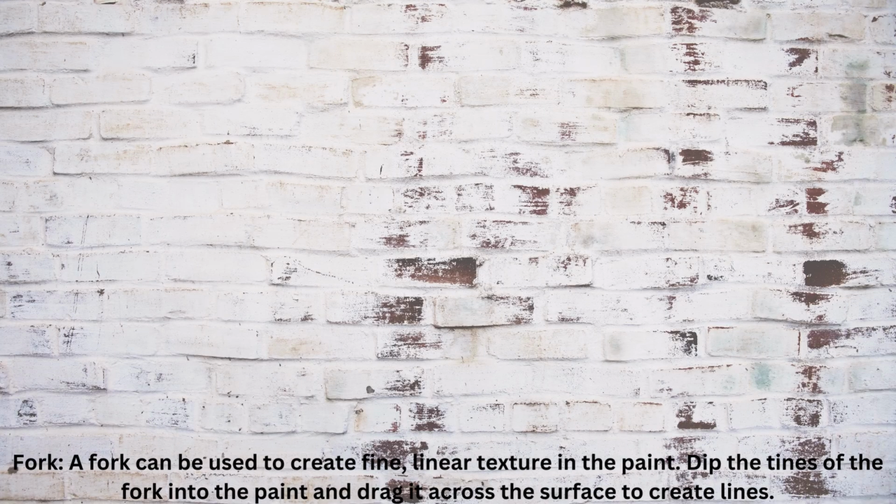A fork can be used to create fine linear texture on the paint. Dip the tines of the fork into the paint and drag it across the surface to create lines. Combs and forks can be used in a similar way, but the ridges can be different when it appears on the canvas.